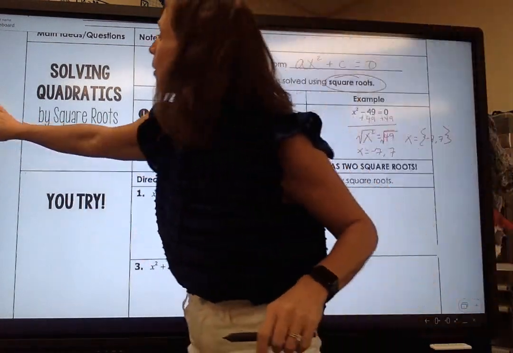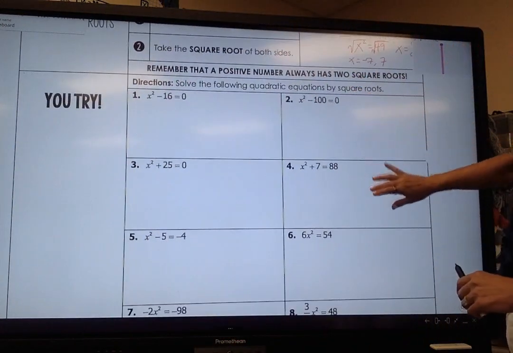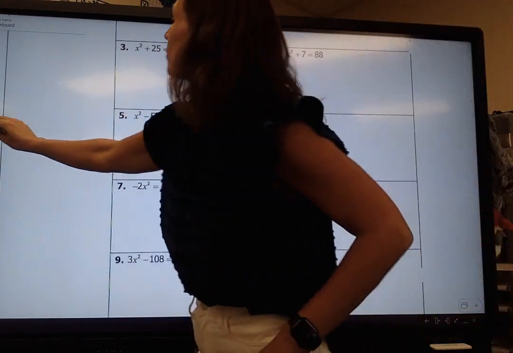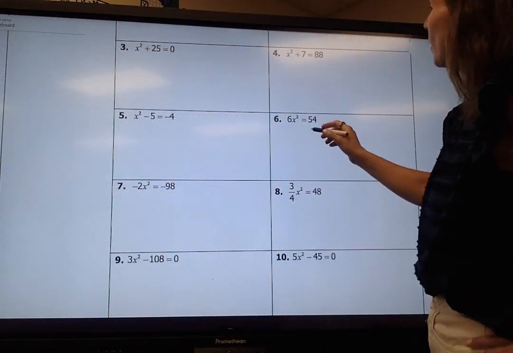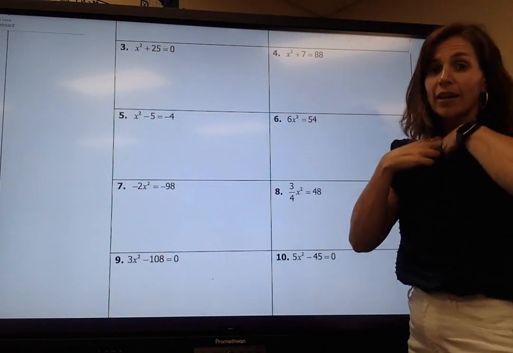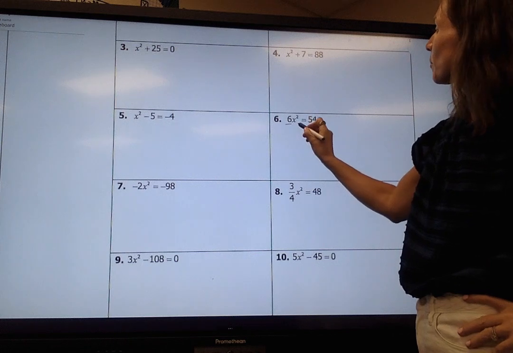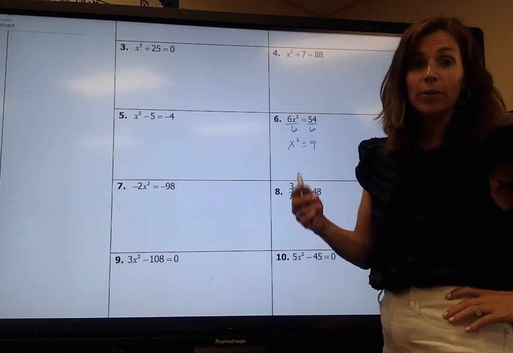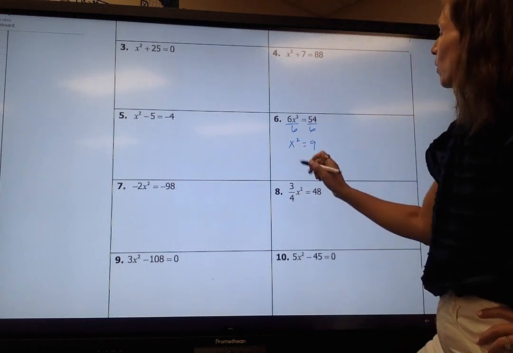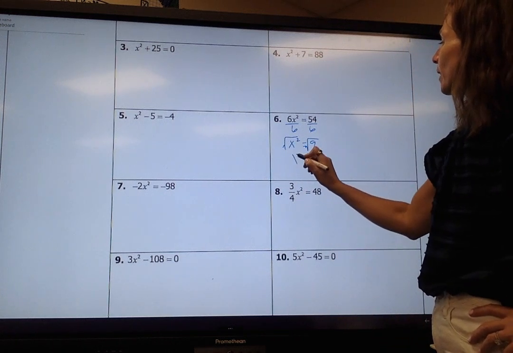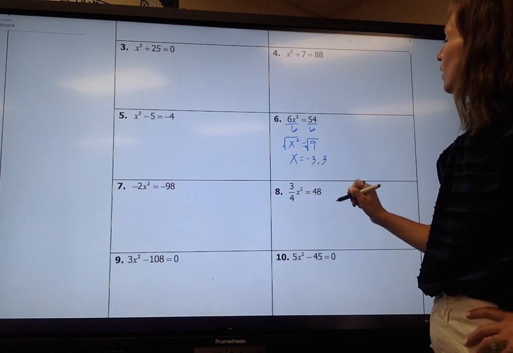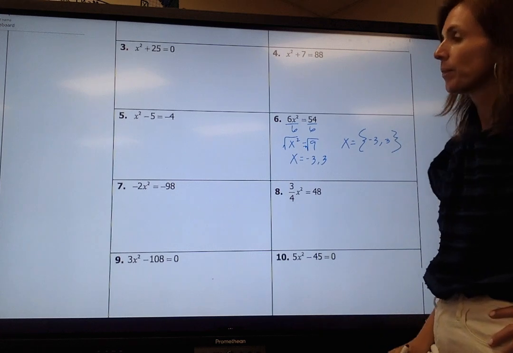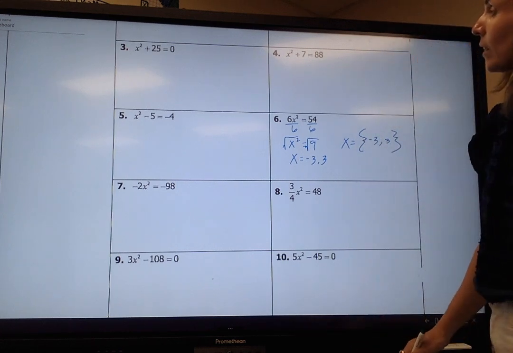So let's do some practice problems together. We're going to start with number 6. So I'm going to isolate the x squared term. So I got to get rid of the 6. So I'm going to divide both sides by 6, and I get x squared equals 9. Now that my quadratic term has a coefficient of 1, I can take the square root of both, and I get x equals negative 3 and 3. Don't forget, it needs to be in bracket form, negative 3, 3. Okay? All right, let's take a look at number 8.